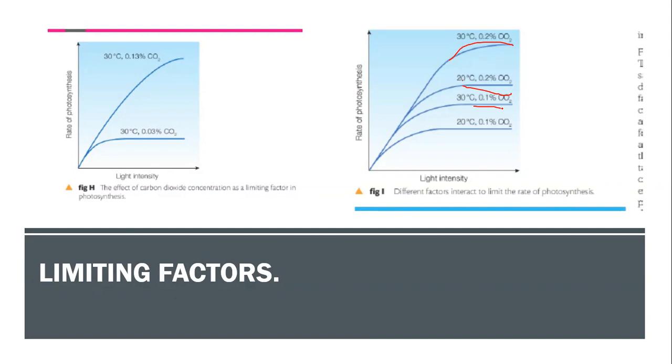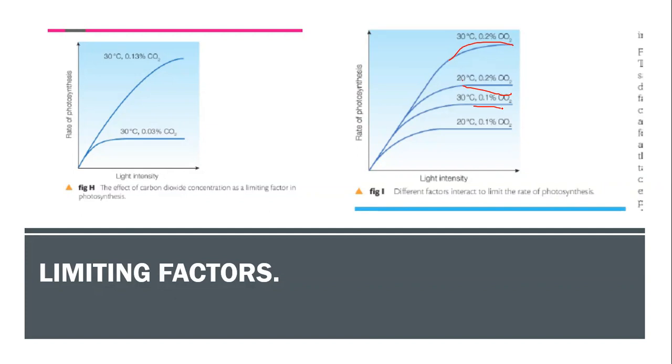If the temperature is too low, what will you observe? There's simply not going to be enough heat energy. So enzymes will not have enough kinetic energy. So there will be fewer collisions and fewer successful collisions. So you need to have an optimum temperature, and at that optimum temperature, you are going to end up observing the maximum rate of photosynthesis.